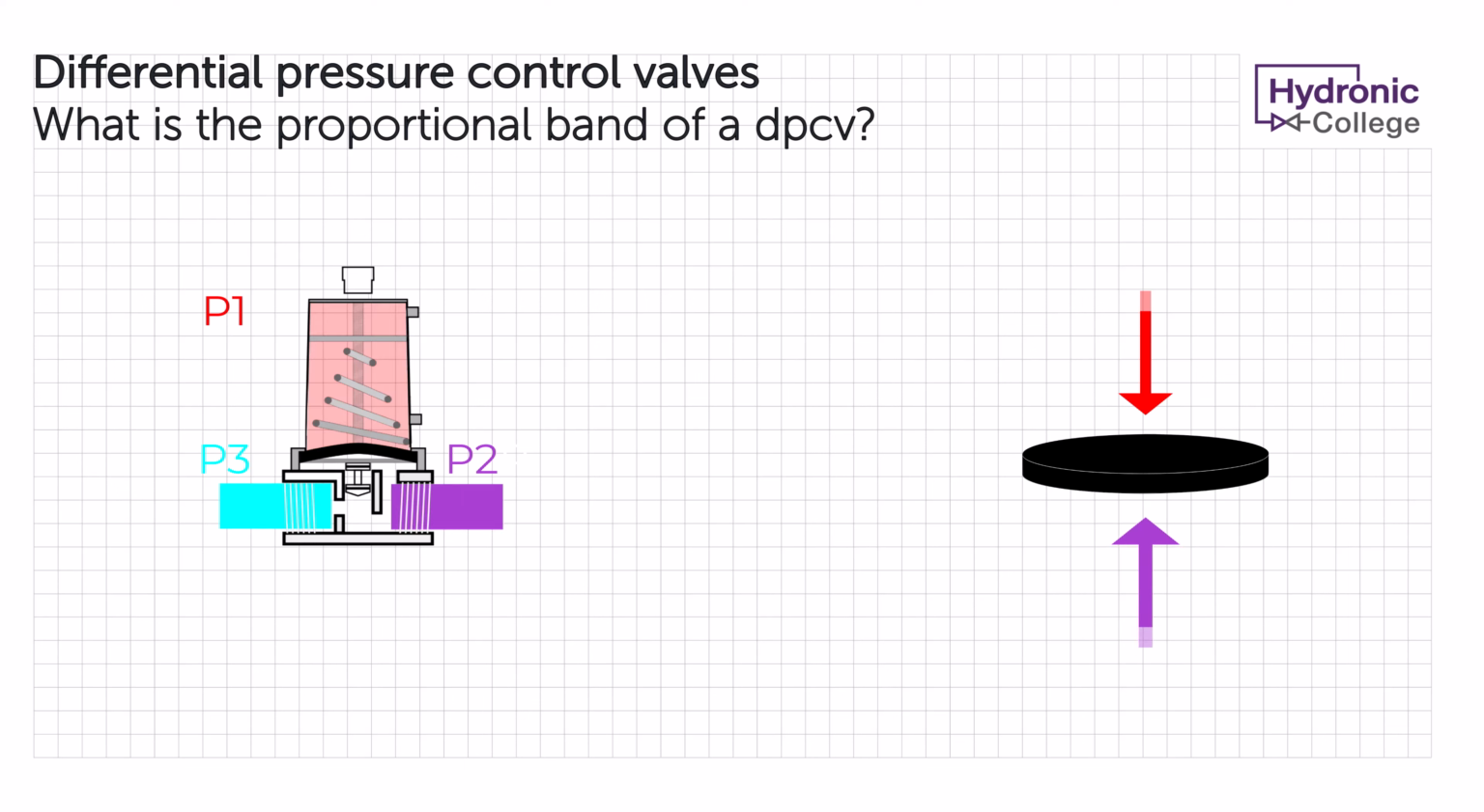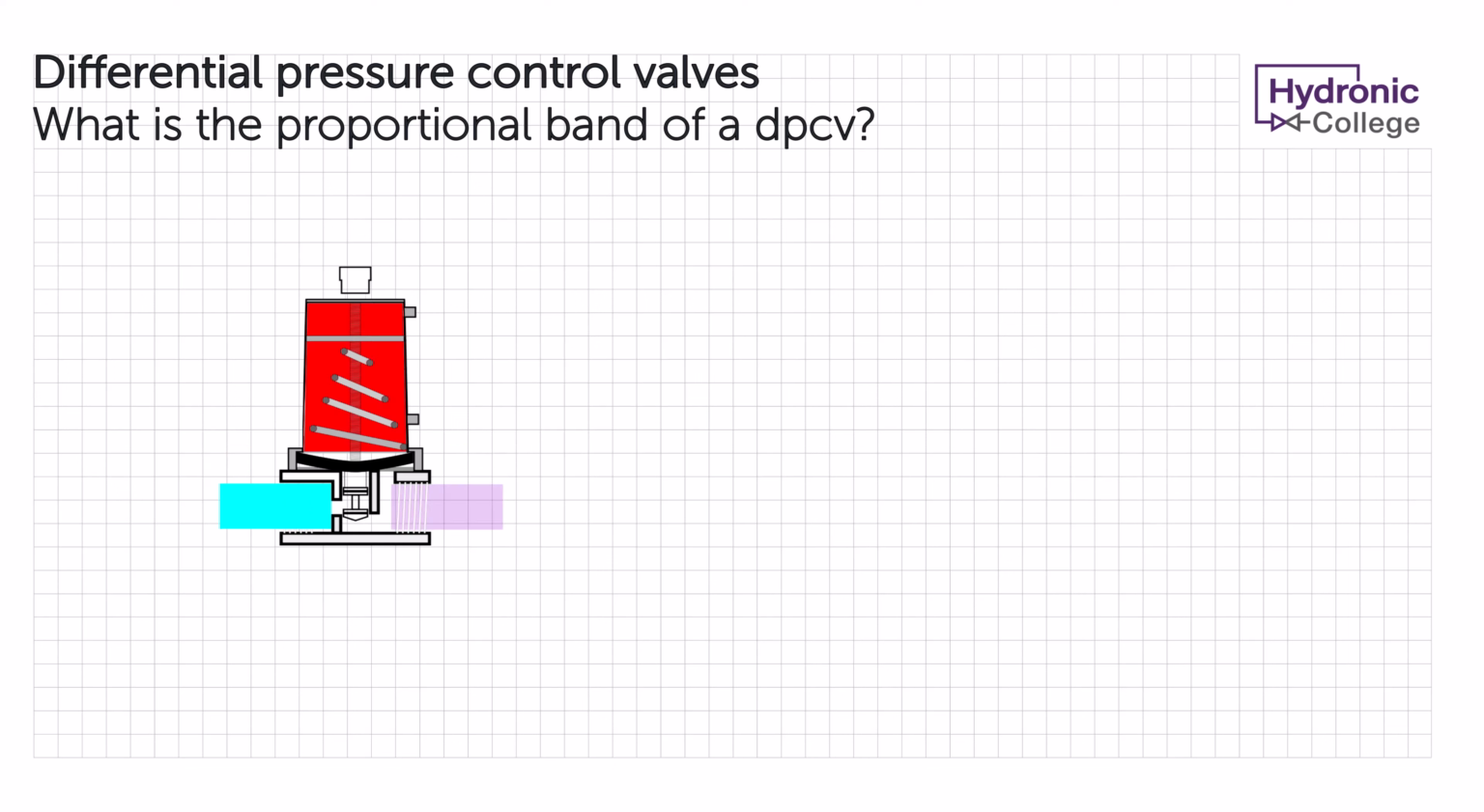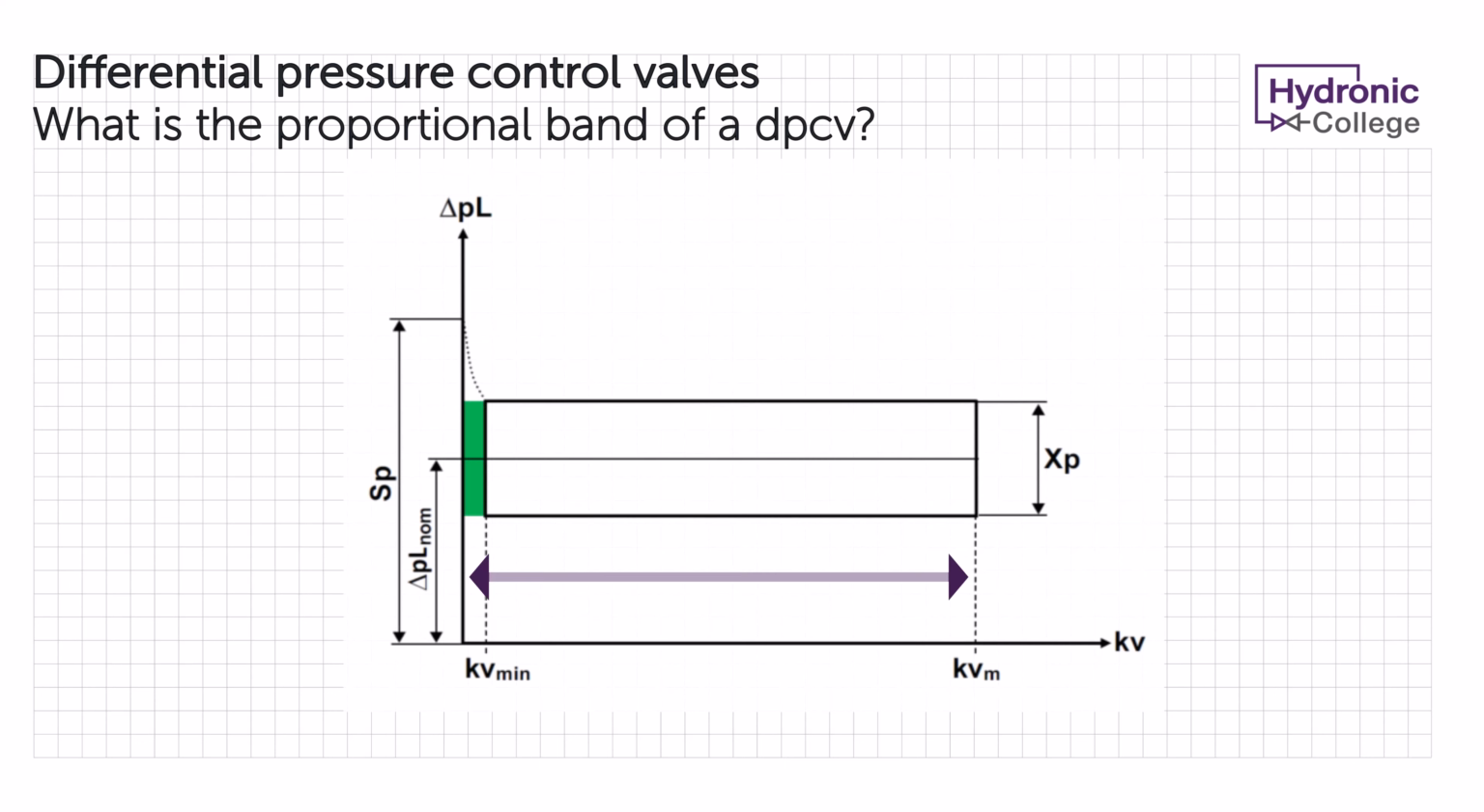If the dp drops, the spring expands, forcing the valve to open again proportionally. The total stroke of the valve will correspond to a certain bandwidth of dp. Example given, 20% around set point. This is the proportional band.